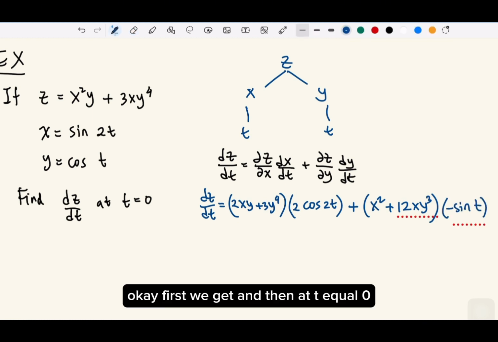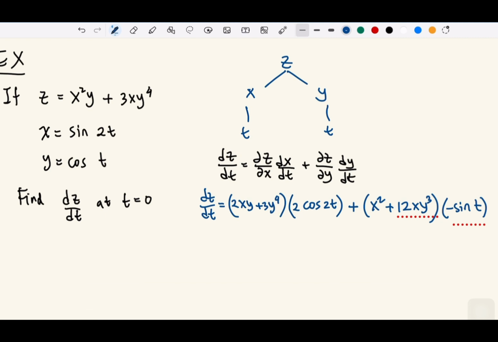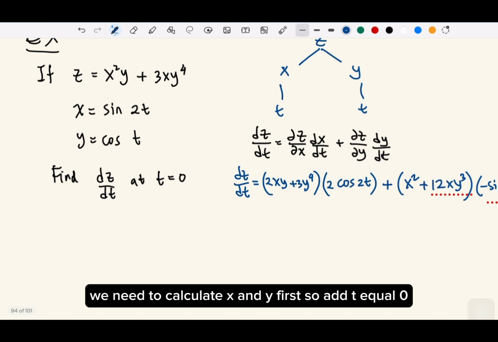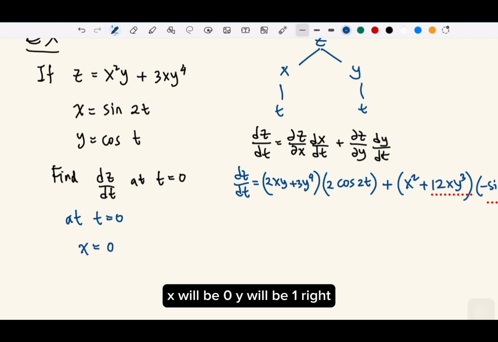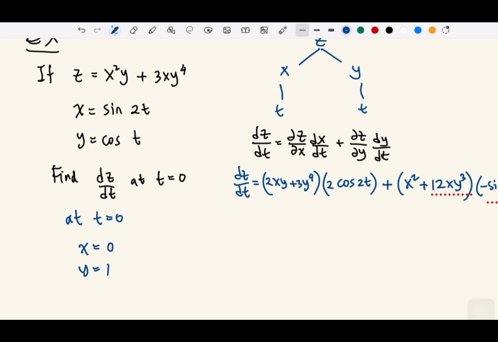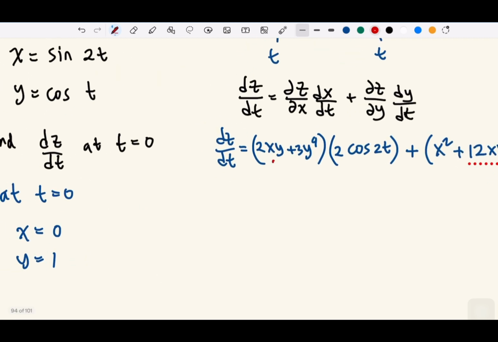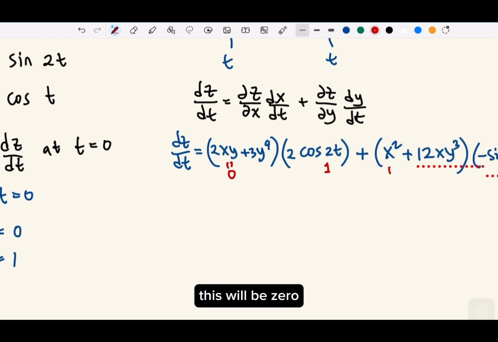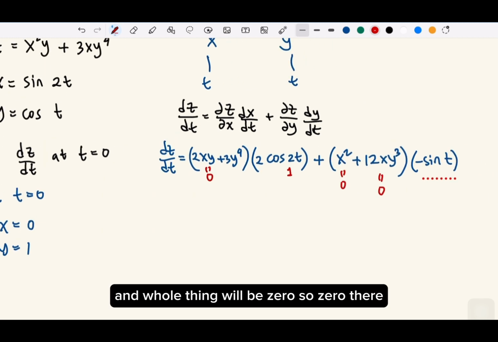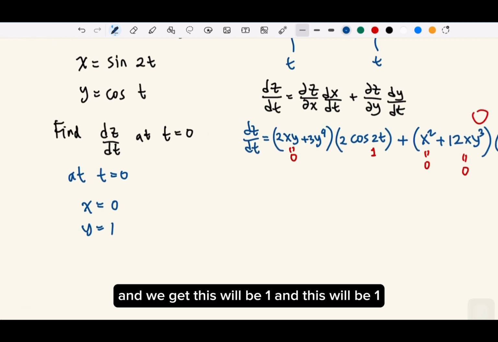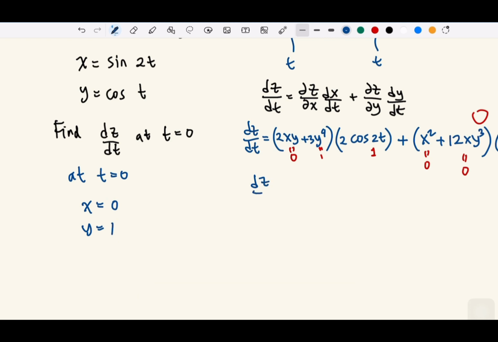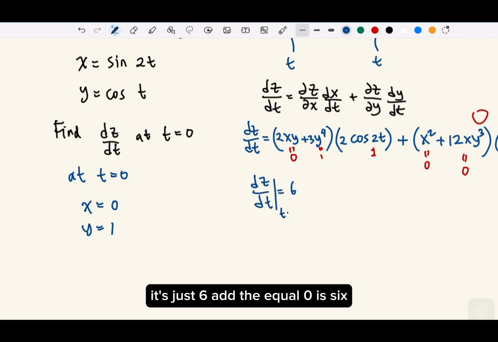First we get that, and then at t equals 0, we need to calculate x and y first. So at t equals 0, x will be 0, y will be 1, right? So we can see that this will be 0, this will be 1, this will be 0, this will be 0, and the whole thing will be 0. So 0 there, and this will be 1, and then this will be 1. So 3 multiplied by 2 is 6. So dz/dt at t equals 0 is 6.